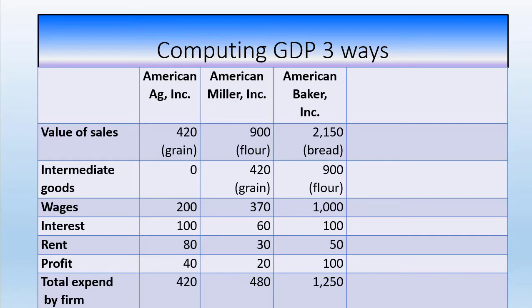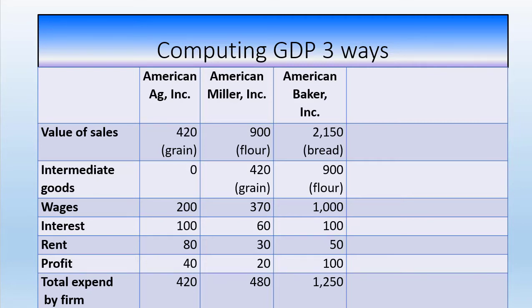So you can see that the value added to that grain in this very simple example is $420. Now, the miller buys this grain for $420 and ends up turning around and selling it for $900 in the form of flour. And the miller adds value to this good of $370 in the form of wages from employees, interest of $60, rent of $30, and profit of $20, for a total expenditure by the miller of $480. That's the value added by the Miller Company, $480.